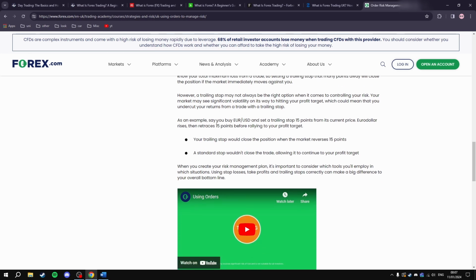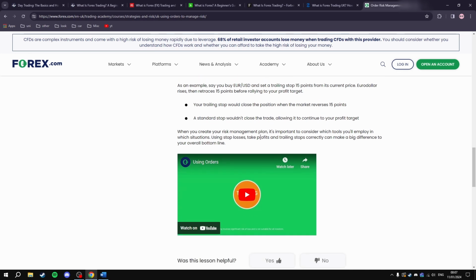As an example, say you buy EUR/USD and set a trailing stop 15 points from its current price. Euro/dollar rises, then retraces 15 points before rallying to your profit target. Your trailing stop will close the position when the market reverses 15 points. A standard stop would close the trade, allowing you to continue on to your profit target.